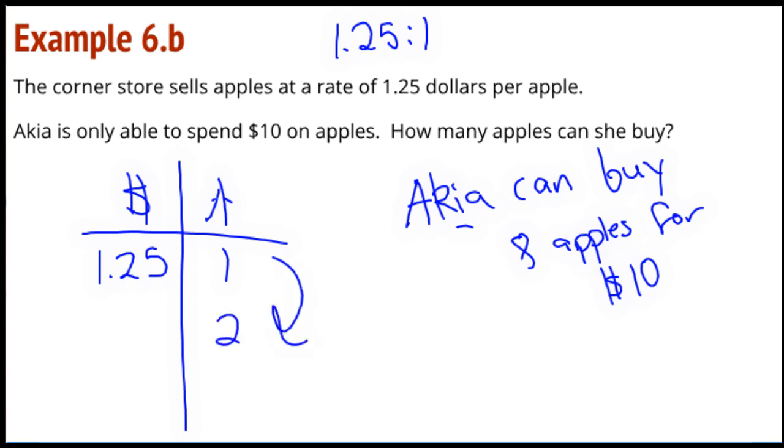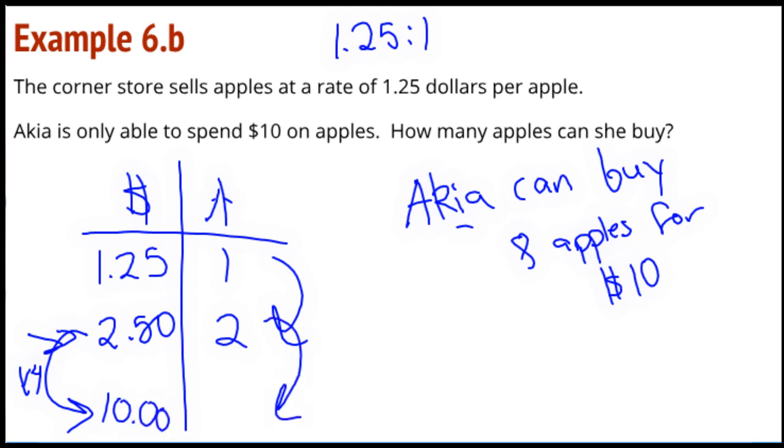So saying how much would it cost for 2 apples? And of course, right about here, my brain screams at me that I know that $2.50 multiplied by 4 gets me $10. And so I really, in my brain, I wanted to go right there.